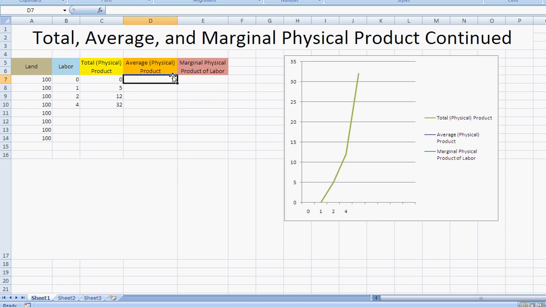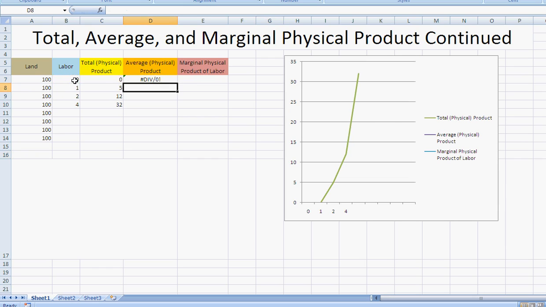If we remember, average physical product doesn't exist for the first column because you're dividing by 0. But I'm going to enter it here just so that you can see that we are dividing by 0 and get a feel for what's going on. So average physical product is just total physical product, which is always in the cell just to the left of it, divided by the amount of labor being used, which is one more cell to the left. So I'm just going to hit enter.